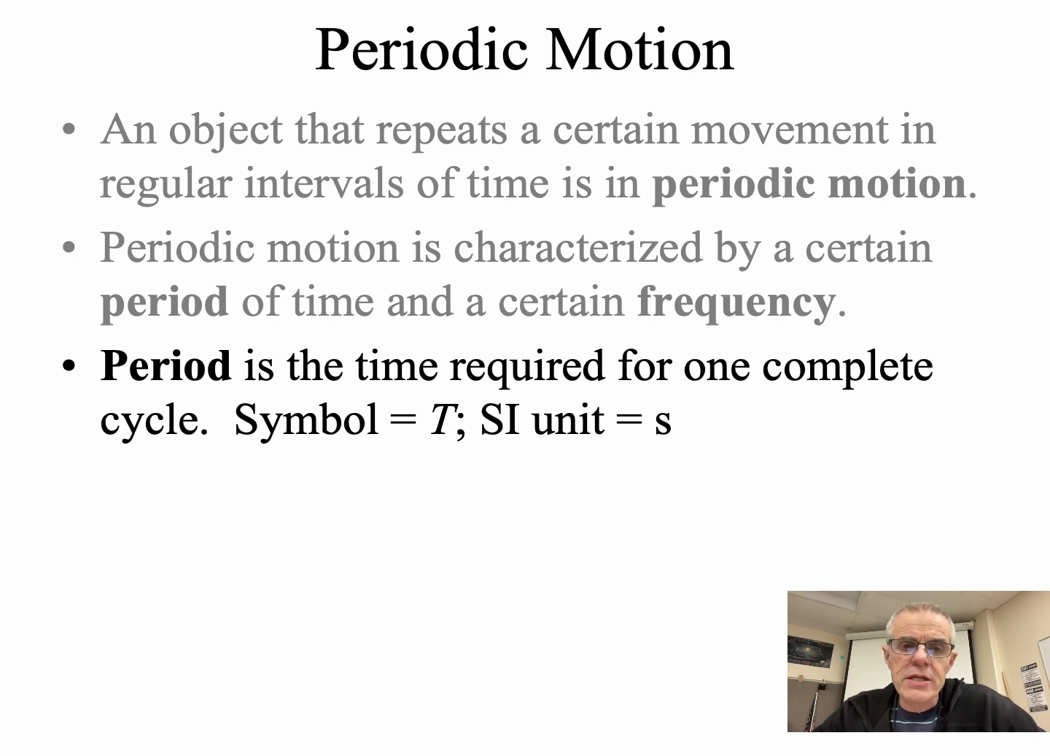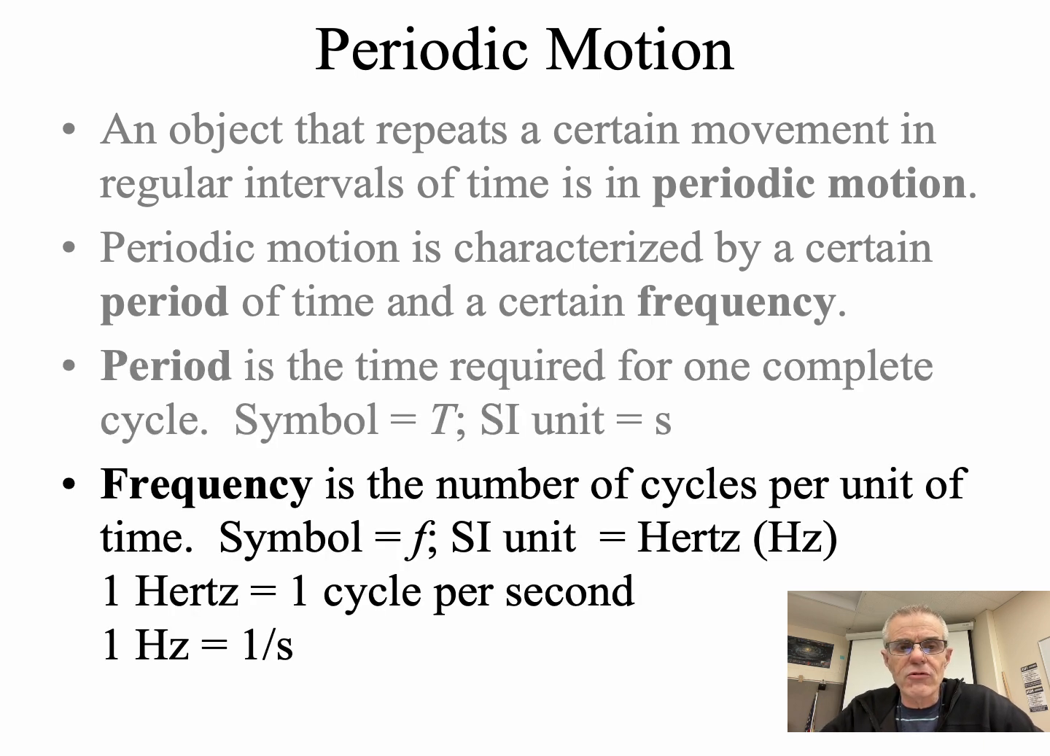Frequency is not the time for one complete cycle, but rather flip that definition around. Frequency is how often it occurs. That's how many cycles occur per unit time. Students sometimes get these two concepts mixed up, and it's understandable because look at the definitions. They're very similar, but they are flipped around. So try to keep them straight. We're going to look at some examples in this video to help you keep them straight.